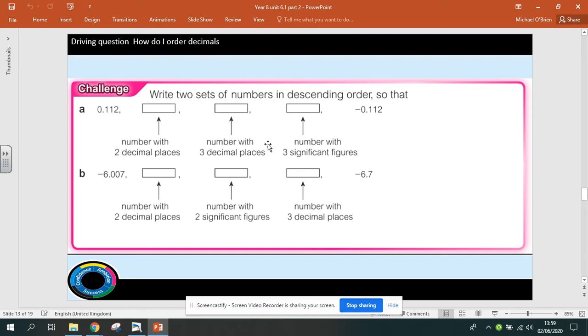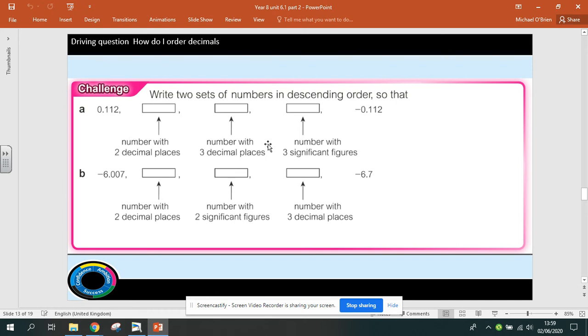Okay, challenge question. Write two sets of numbers in descending order so that A starts with 0.122, then has a number with 2 decimal places, then has a number with 3 decimal places, then has a number with 3 significant figures, and finishes at minus 0.112.